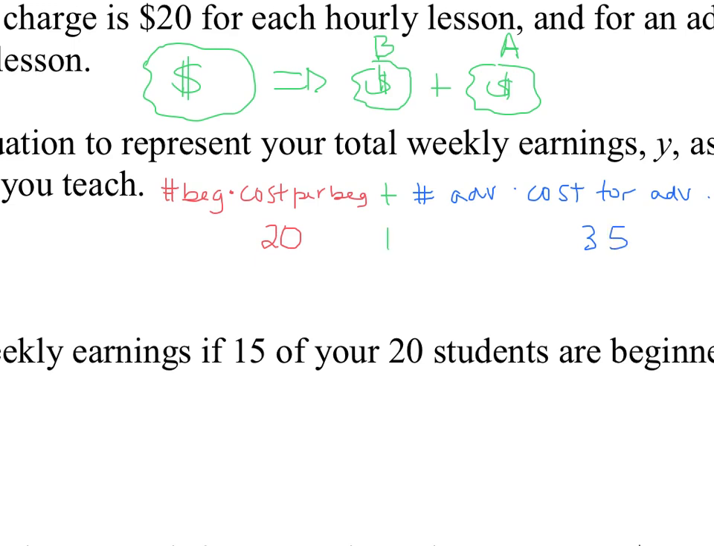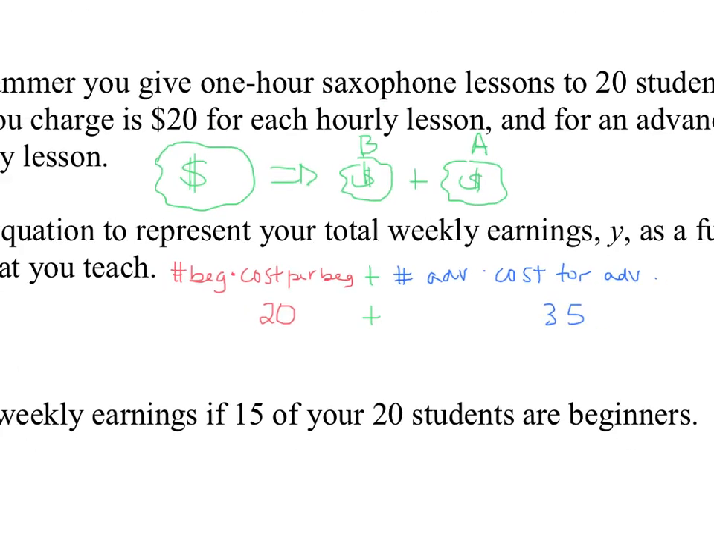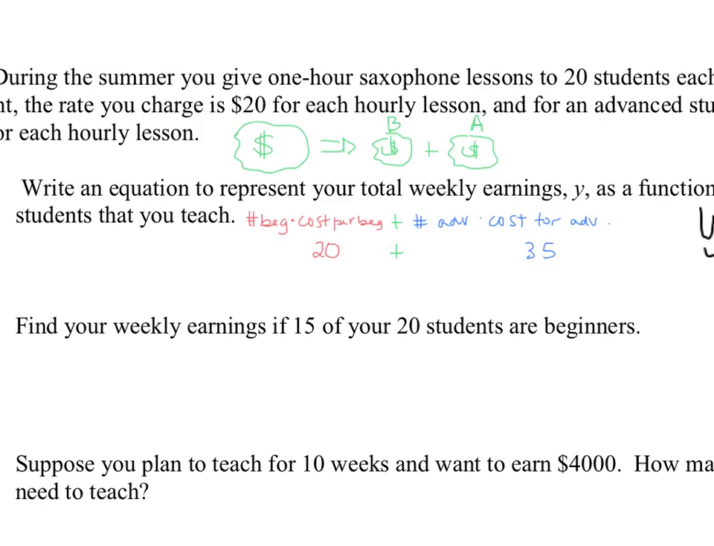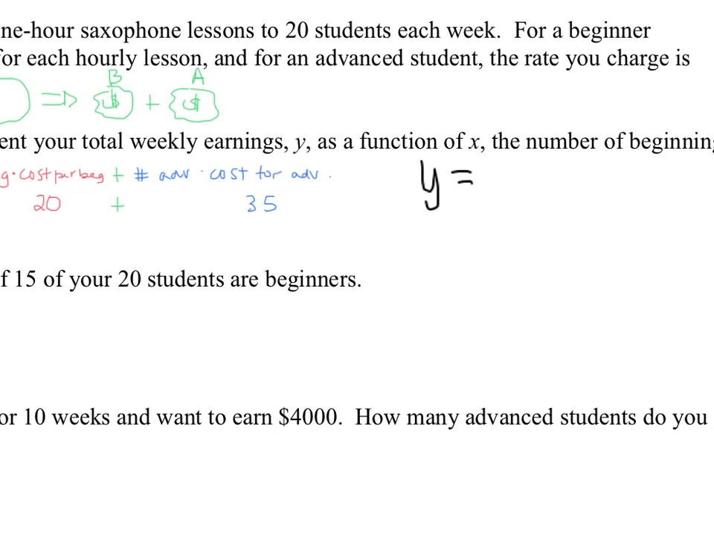We know that we're going to be adding our money from beginners to the money from advanced. What's missing is how many of each type of students we teach. So they tell us that we teach 20 students in total, but we don't know how that breaks down. It could be all of one, none of the other. It could be 10 and 10. It could be 5 and 15. We don't know how many beginners and how many advanced of these 20 students.